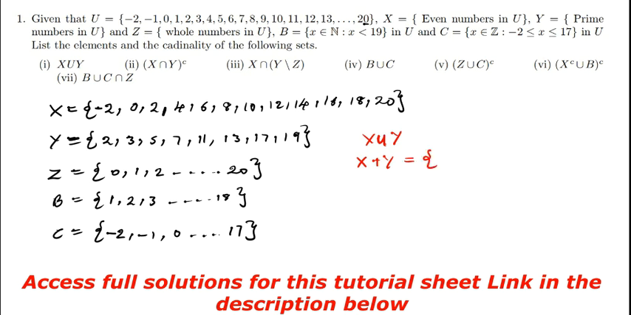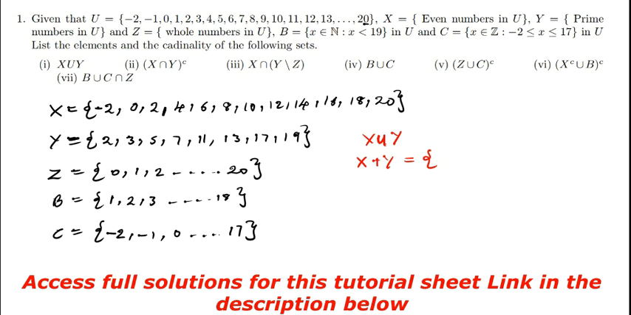X has got elements starting from -2, even numbers, and Y has got prime numbers. If we add these, we just add the elements in X as well as in Y. An element which is found both in X and Y, you just list it once. A good example is an element like 2. 2 is common in X as well as Y.